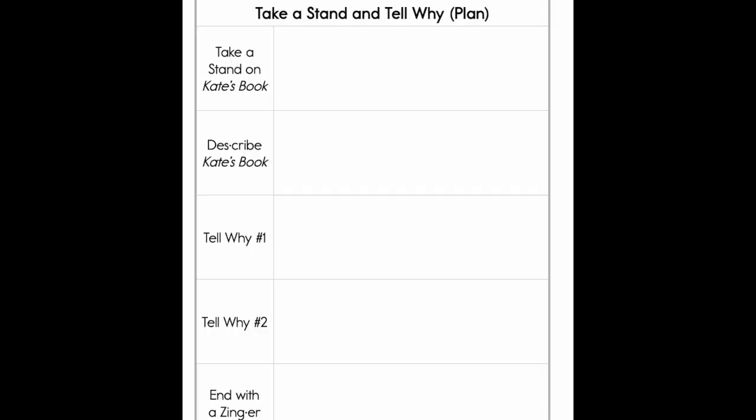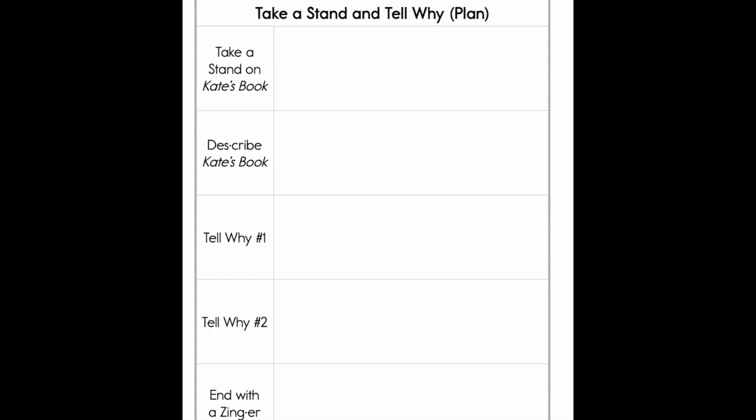Awesome. You must be ready to plan now. In this portion of the lesson, we're going to open up to 17.2 in your Unit 5 skills book, and we are going to take a stand and start planning our opinion writing. Number 1, it says take a stand on Kate's book. That means tell us if you like it or not. I like Kate's book. I don't like Kate's book. I am not sure if I like Kate's book.